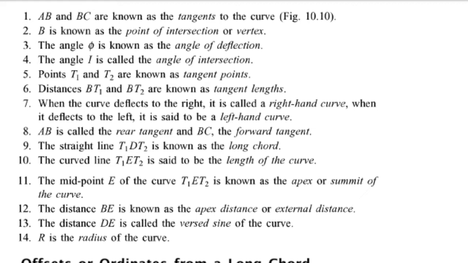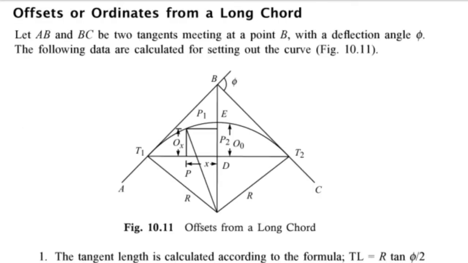11. The midpoint E of the curve T1ET2 is known as the apex or summit of the curve. 12. The distance BE is known as the apex distance or external distance. 13. The distance DE is called the versine of the curve. 14. R is the radius of the curve. Offsets or ordinates from a long chord.